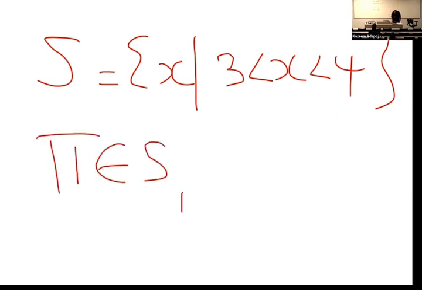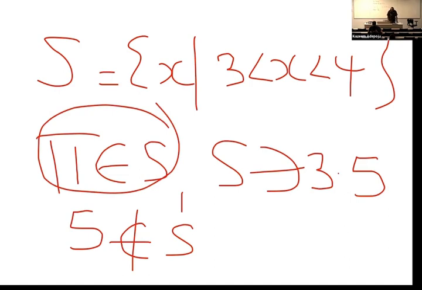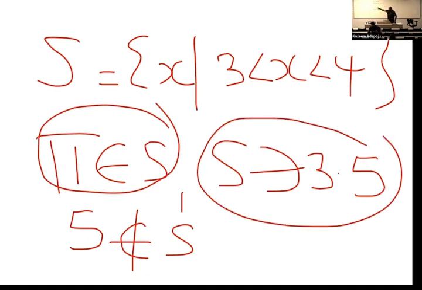Now, if I write this, and I write this, and I write this, I want you to look at the first one, pi. Is pi a member? Of course, because pi is 3.14 something, and 3.14 something lies between 3 and 4. Therefore, this guy is right. What about the other one? The second one is trying to say 3.5 is inside. Is 3.5 inside? Yes. 3.5 is between 3 and 4.